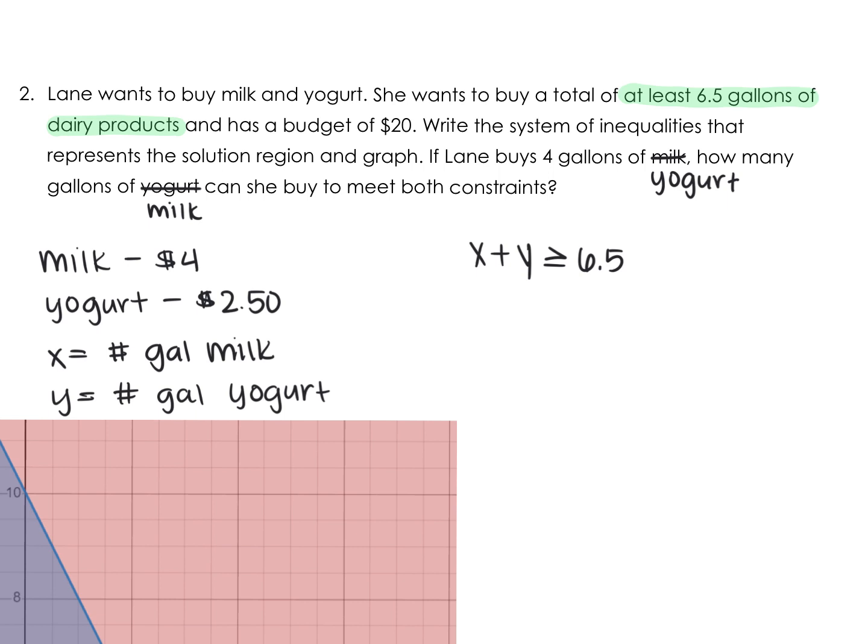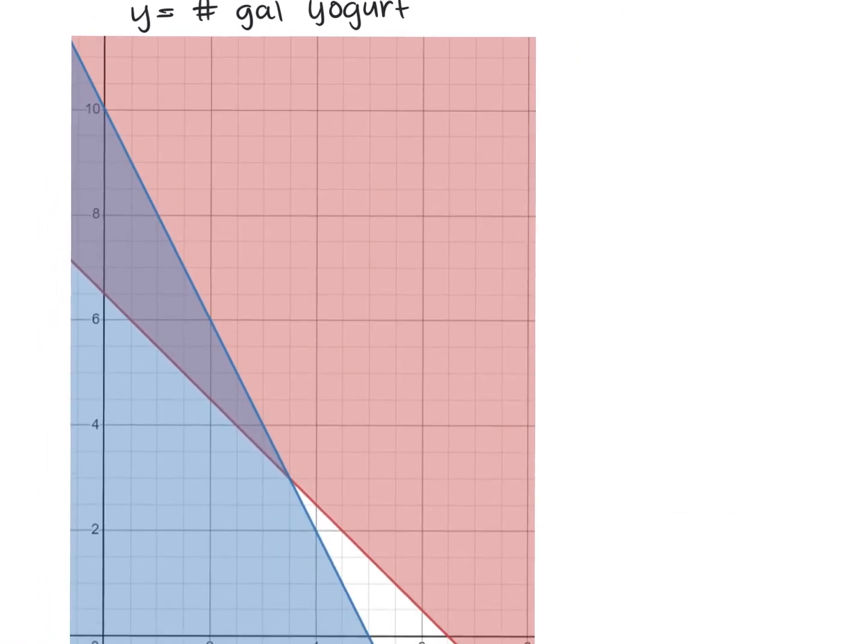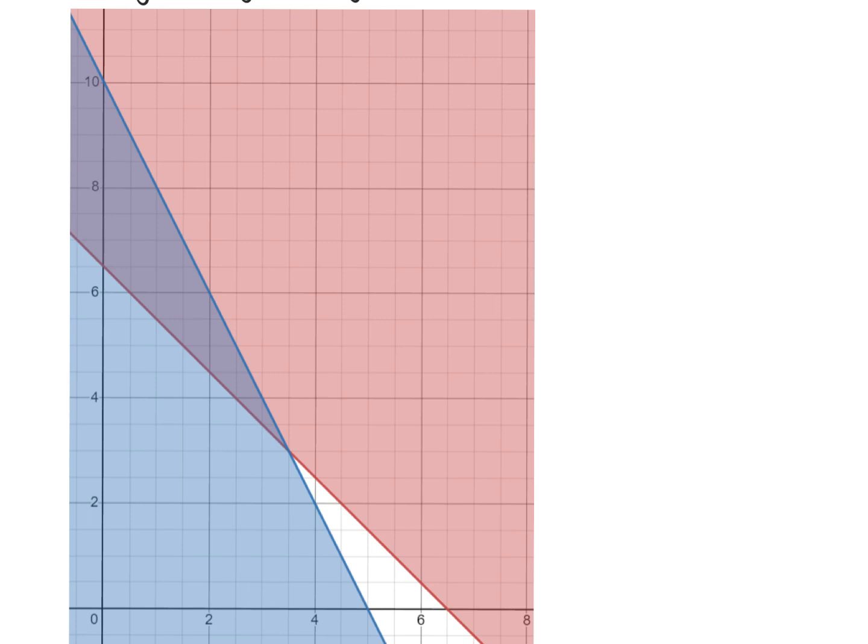Now we know how much each costs per gallon, and we have a budget of $20. So that means that 4X plus 2.5Y has to be less than or equal to $20. Because if I have a certain amount of money in my budget, that means I can't go over that amount of money. So if you graph that system of inequalities in Desmos, this is what we end up with.